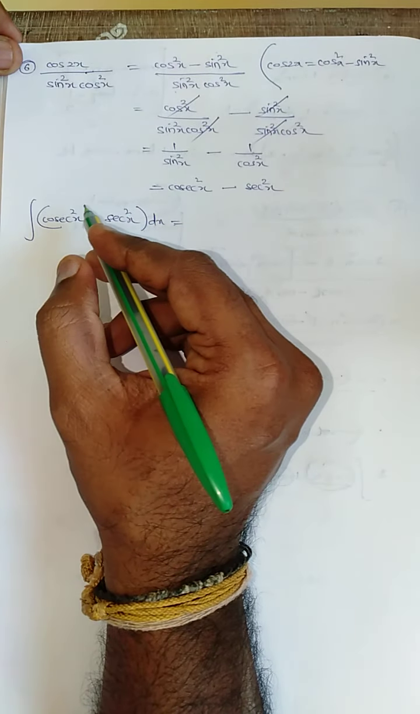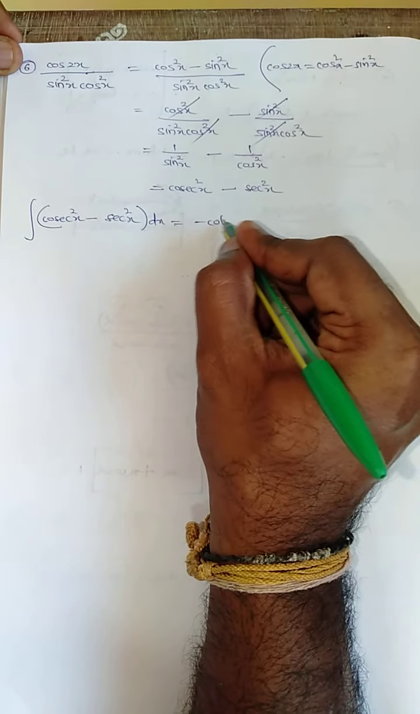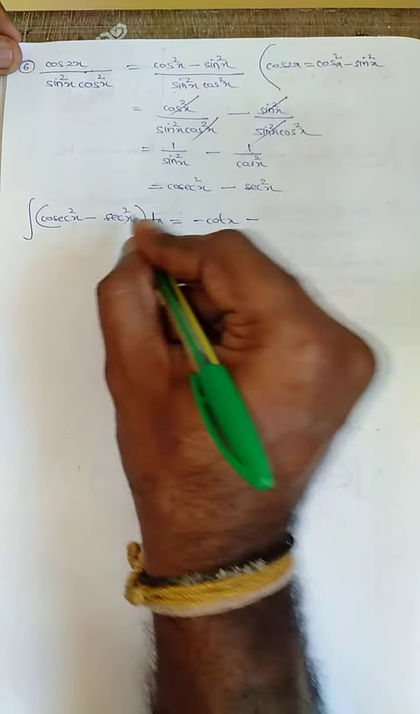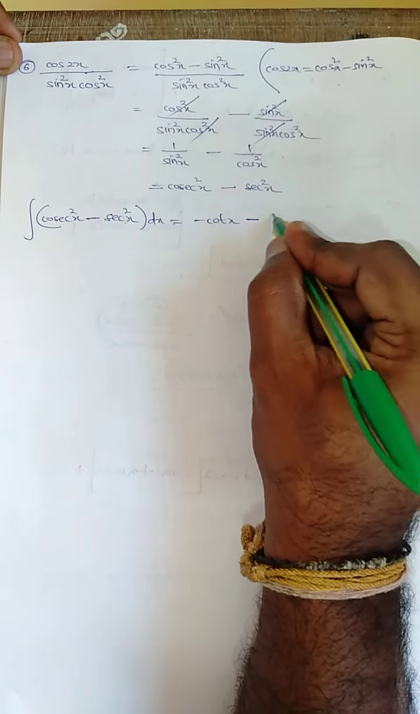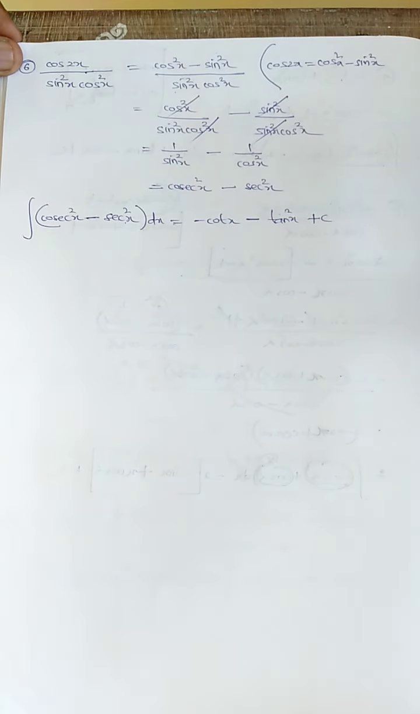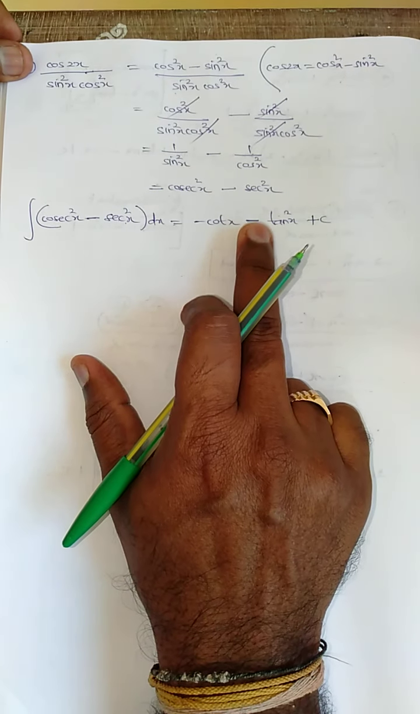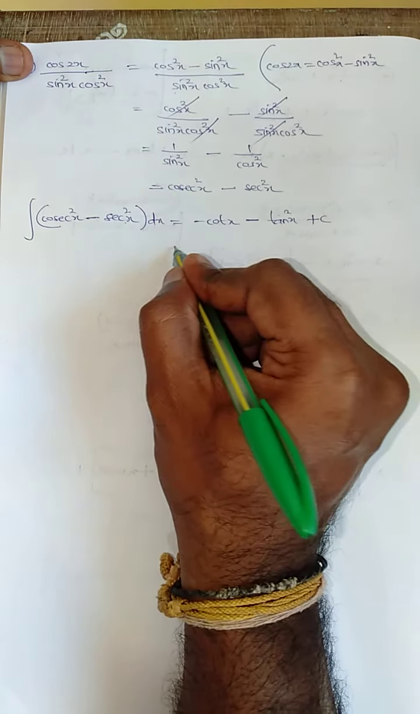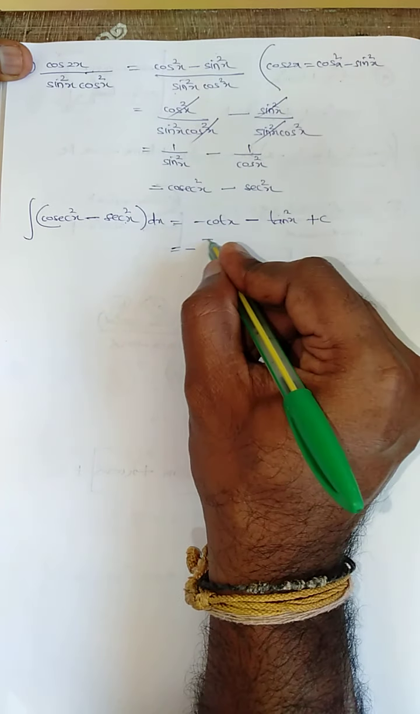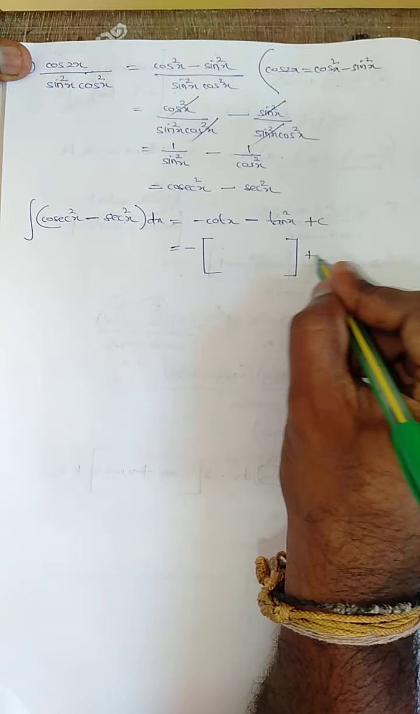For cosecant square x we have minus cot x. Next, minus, for secant square x we have tan x, and we add one constant called c. But this is not the required final answer for us. So what are we going to do? Better I take the minus outside for both, plus c.